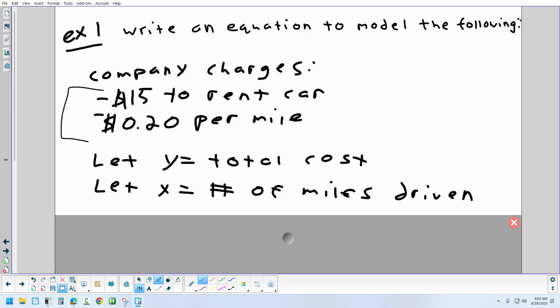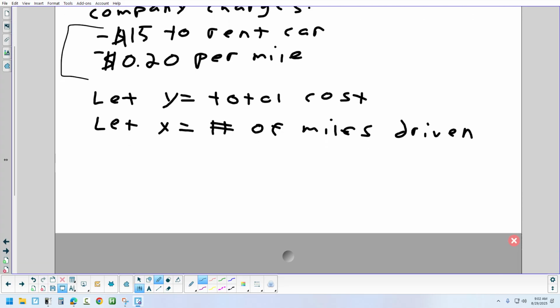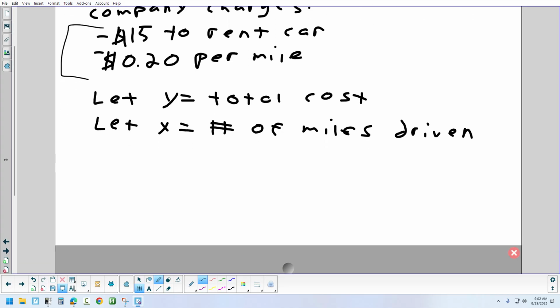Right? So if you went to this company and you said, "What's my bill going to be?" They would say, "Well, it depends. It depends on how many miles you drive." Right? So the cost depends on miles. So cost is dependent. Miles is independent. So let's see if we can write an equation now.